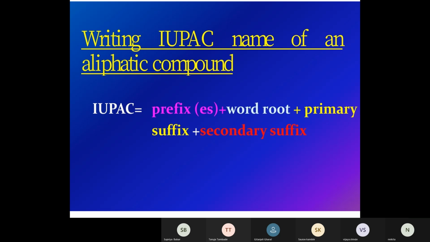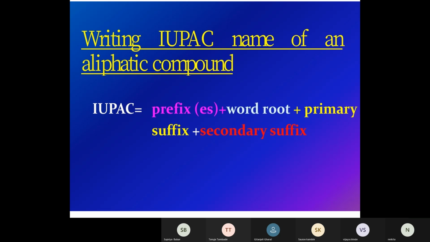There are two types of names. First, the trivial name, and second, the IUPAC name. Trivial names are the names of organic compounds related to the natural sources from which they were obtained, or a physical property of that compound.